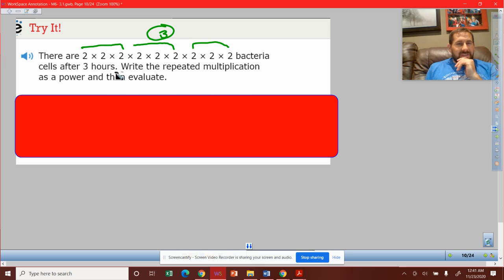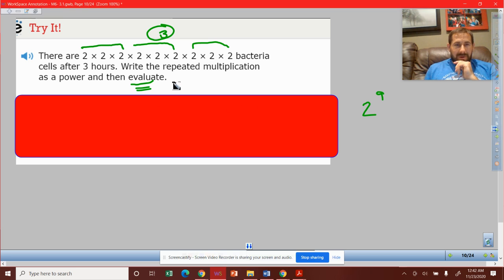So the question is, write this repeated multiplication as a power and then evaluate it. So that's kind of a new term that you're going to get very familiar with. But first, we need to write this as a power. So how many 2's do you have? 1, 2, 3, 4, 5, 6, 7, 8, 9. So first, this is 2 to the ninth.